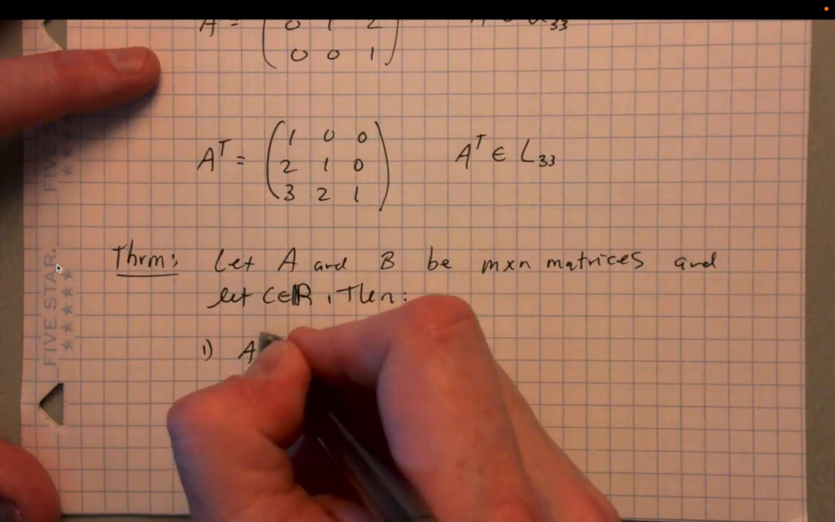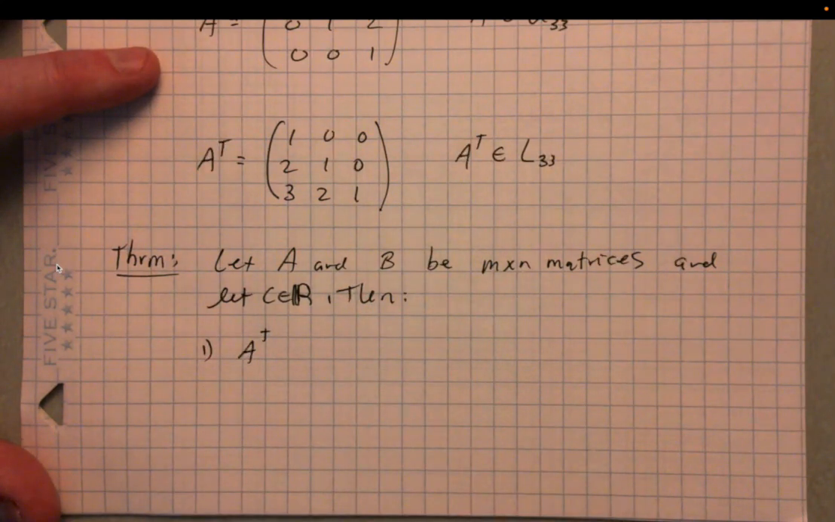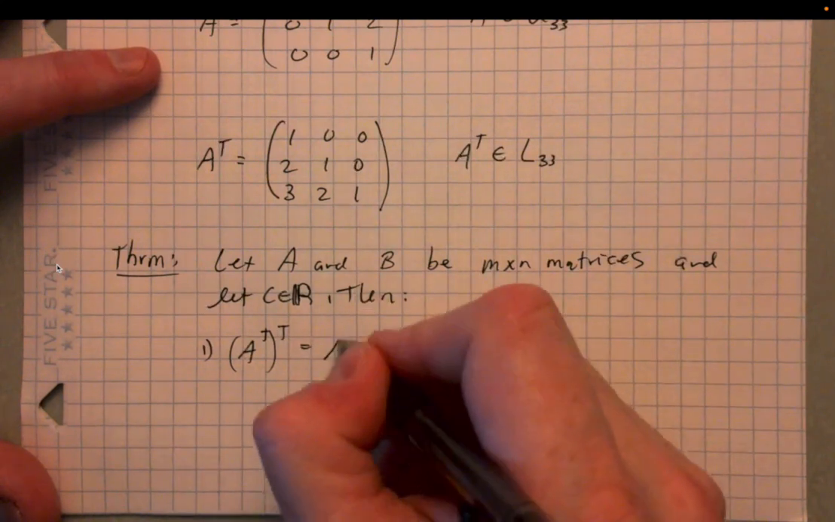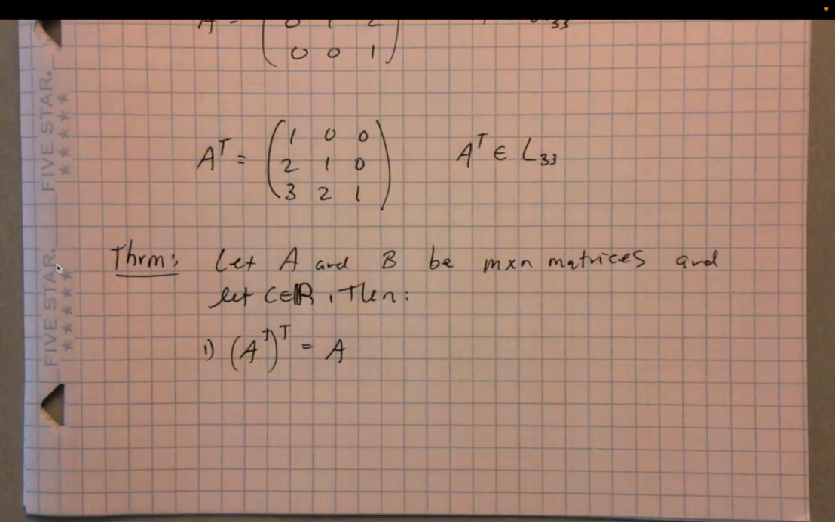1. If I have the transpose of A and I transpose it again, what do I get? I get A. If I start with A and transpose it, I get A transpose, and if I transpose A transpose, I get back to A. That's kind of obvious on the surface, hopefully. You can play with that one. I think it's pretty easy to prove, actually.